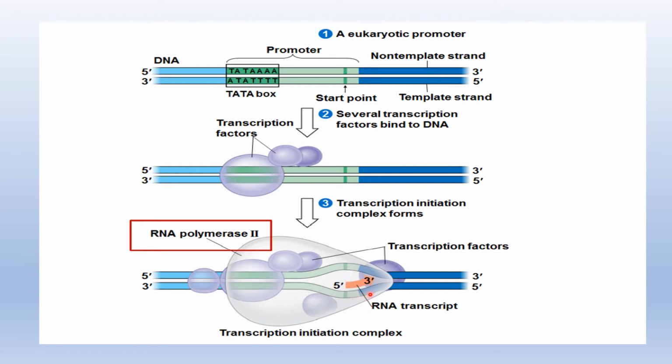See, the unwinding has happened at this region, and so the RNA polymerase enzyme can read the bases in one of the DNA strands. This RNA polymerase will read the bases of this template strand. Now the RNA polymerase enzyme is ready to make a strand of mRNA with a complementary sequence of bases.